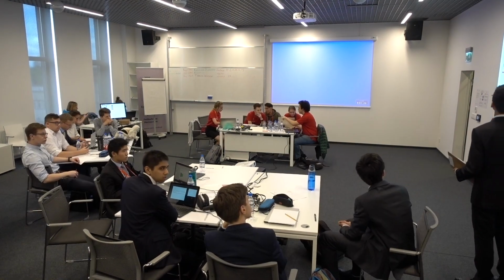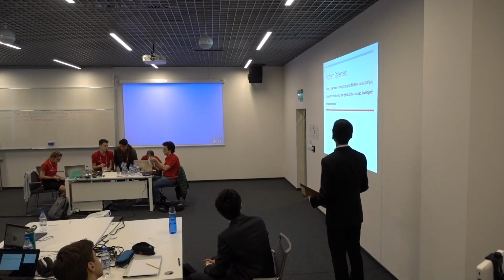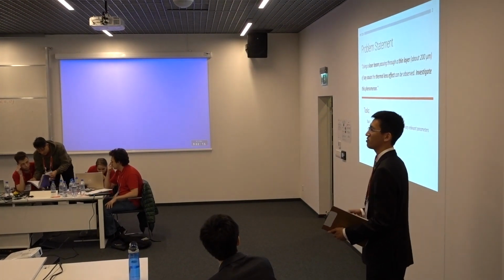So let's quickly go over the problem statement again. Using a laser beam passing through a thin layer, around 200 microns, of soy sauce, the thermal lens effect can be observed. Investigate this phenomenon. So let's go through some of the tasks that we believe the group should go through.